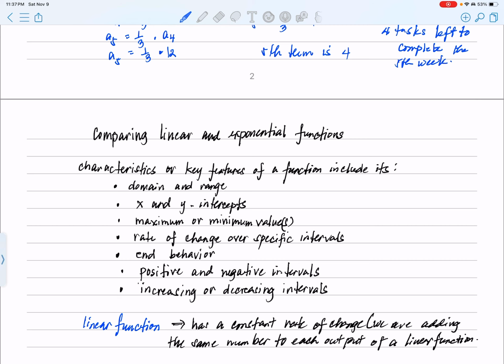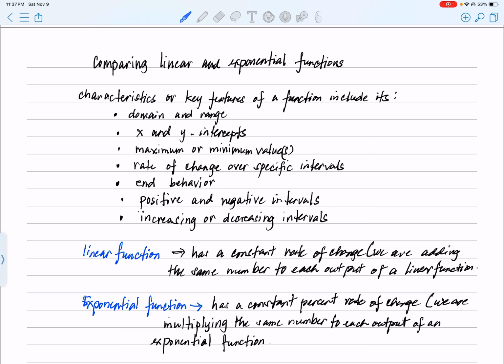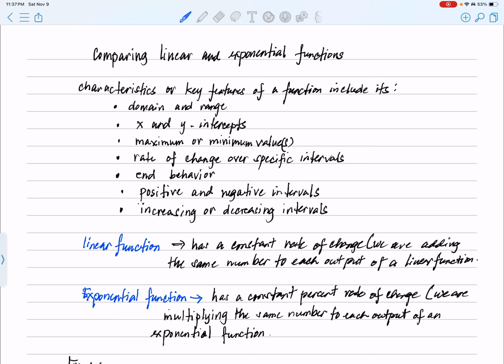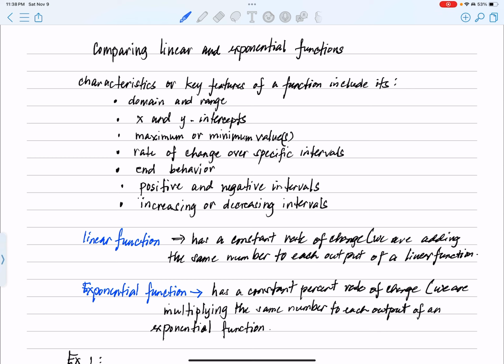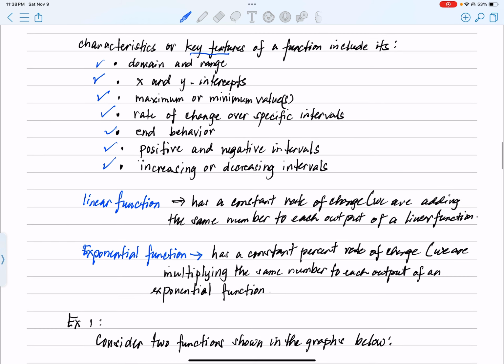Let's try to compare linear and exponential functions, because in the previous video we were talking about the similarity of linear and exponential functions, but this time we will be comparing the two. The key features of a function include the domain and range, the x and y intercepts, maximum or minimum values, rate of change over specific intervals, the end behavior, positive or negative intervals, and increasing or decreasing intervals. These are the characteristics that we have to consider.